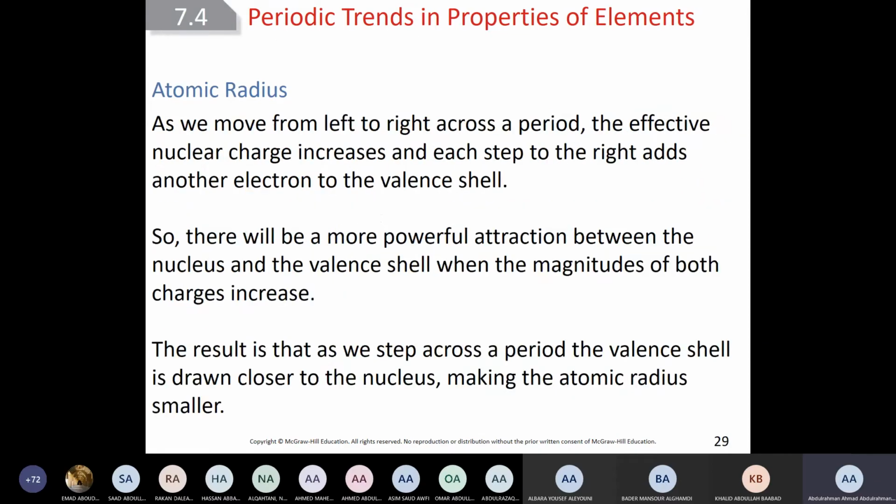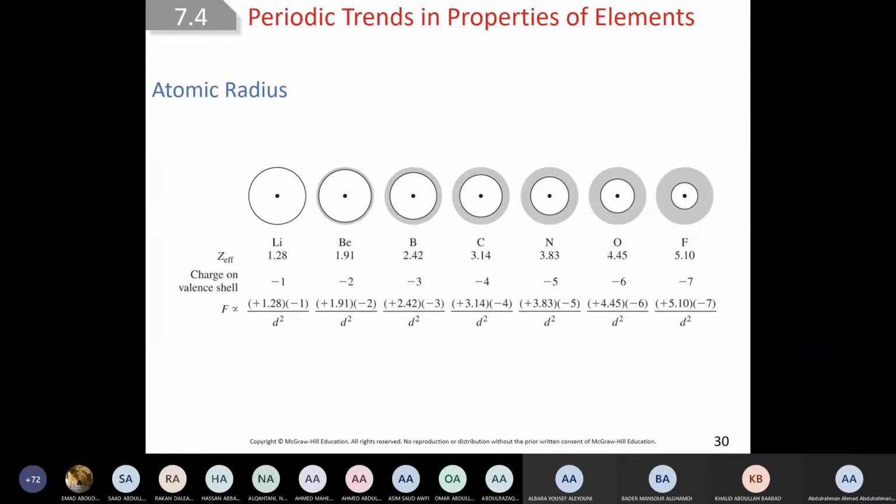Good. Now, as we said, the reason why the size is getting smaller and smaller is mainly that the Z effective is increasing as you go across. So as you go across, the attraction between the Z effective and the outer electrons is stronger and stronger, and the size becomes smaller.